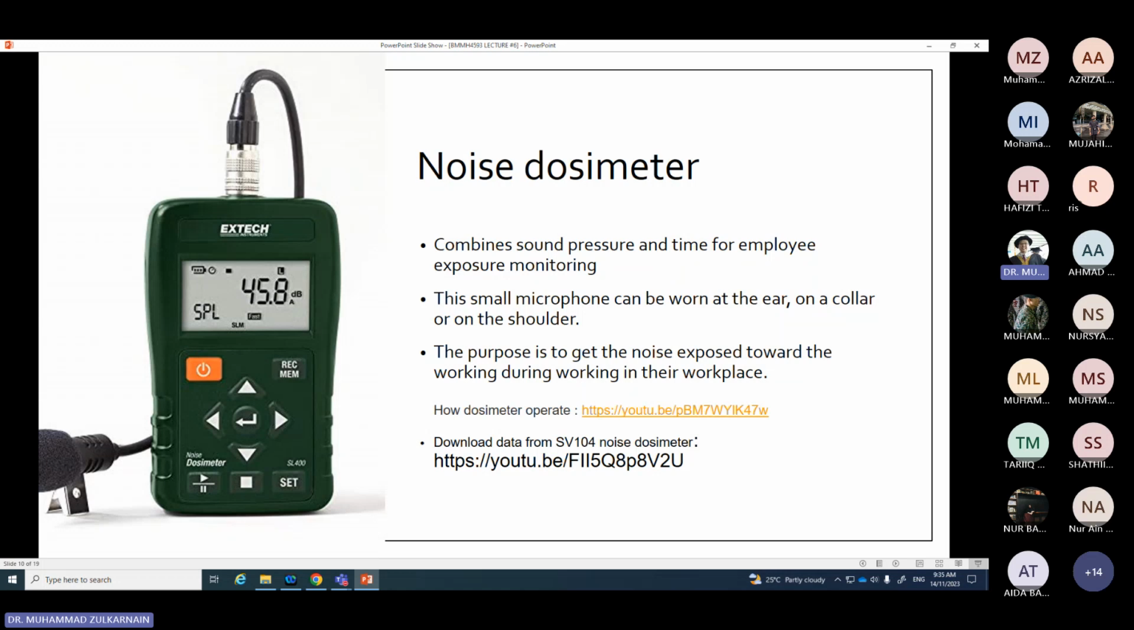This link also teaches us how to use the noise dosimeter. So you can check by yourself later on, this YouTube link. You can learn how to measure by using this equipment.